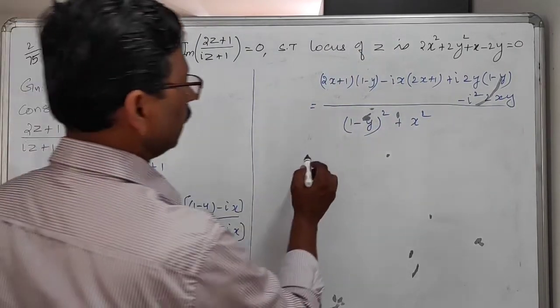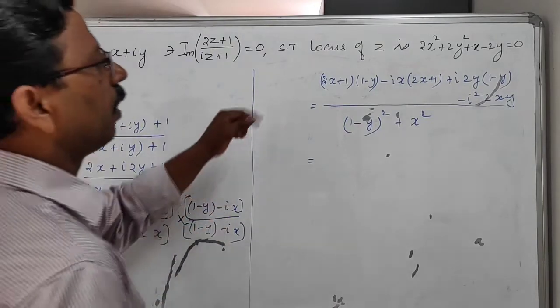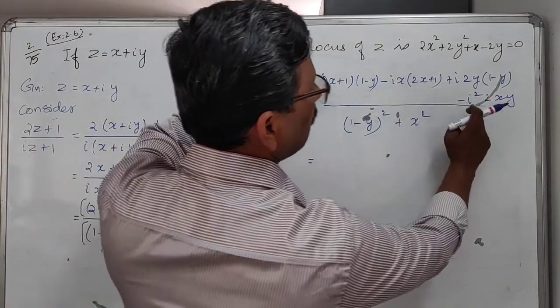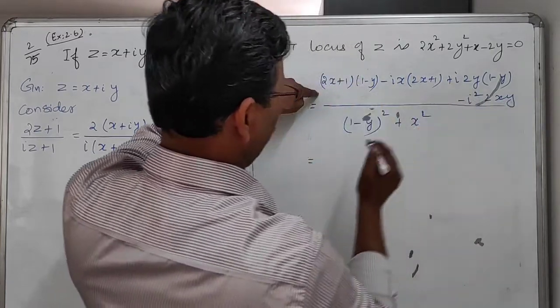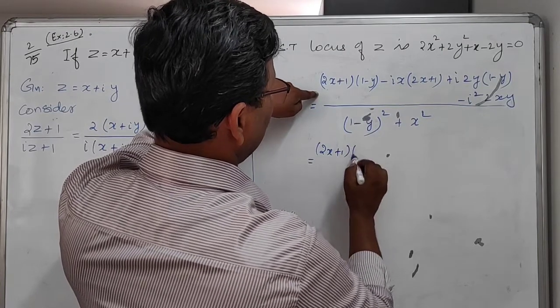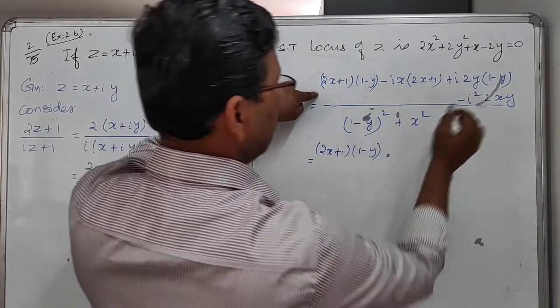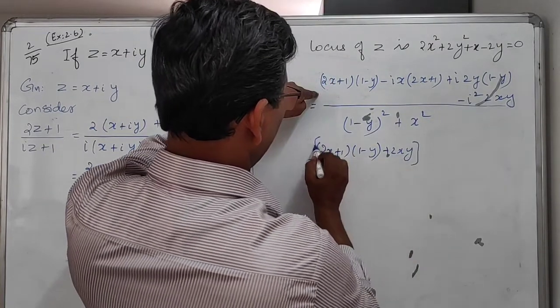Now suppose you want to write this in rectangular form. First you have to club the real parts. What are the real parts? This is a real number. This i square is minus 1, and minus 1 times minus 2xy is plus 2xy. So these two are real parts. That is, you can write 2x plus 1 into 1 minus y, then plus 2xy. This is the real part.